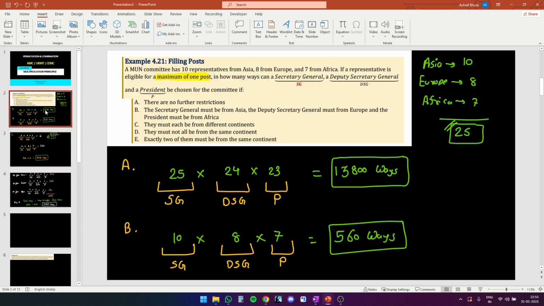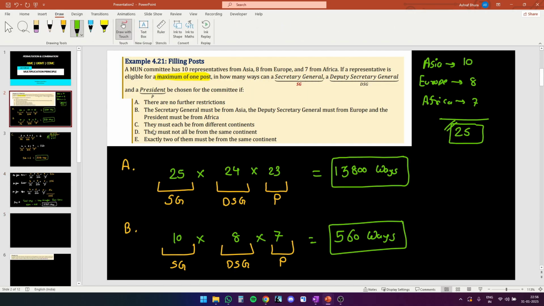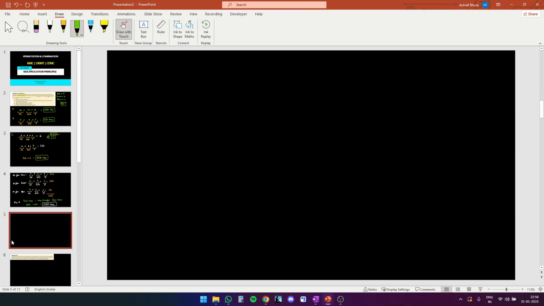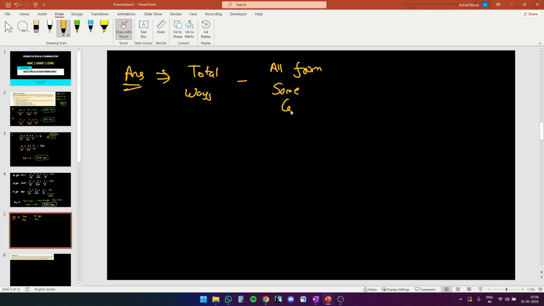Okay, and this is the last part. This is also interesting. Exactly 2 of them must be from the same continent. So exactly 2 should be from the same continent. Again we can use our complementary counting. So what should be our answer? Can I say our answer will be total ways minus where all are from the same continent, and we'll also subtract where all are from different continents.